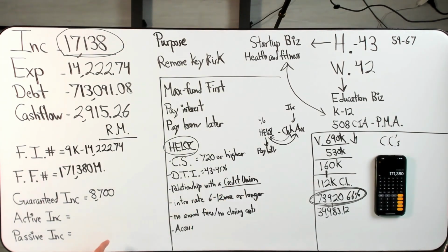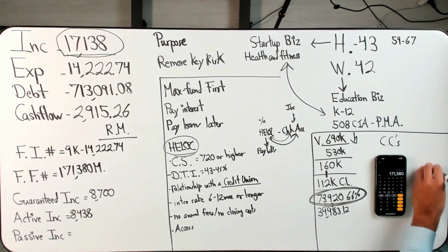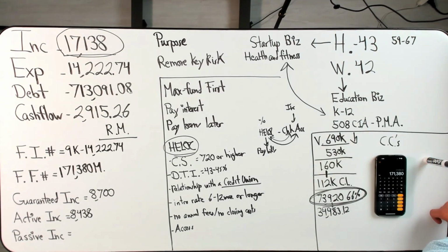As for active and passive, that's just kind of breaking down where we're currently at today. So we've got active income of the $8,438. That's just husband's income, right? For PMA that you have, we have clients, right, already? Yes. It's just so sporadic right now.